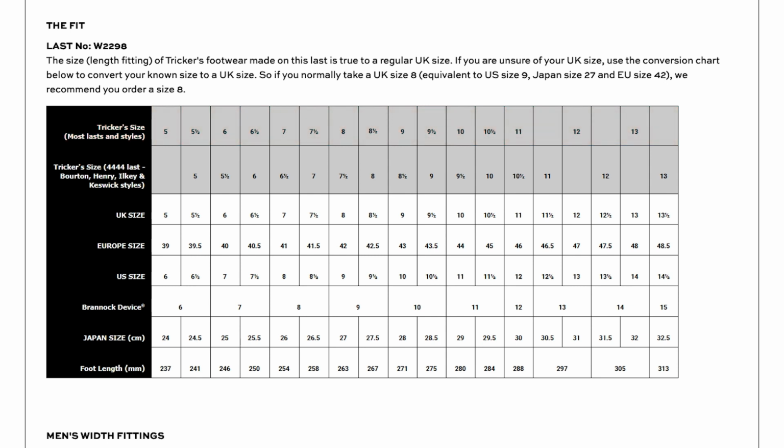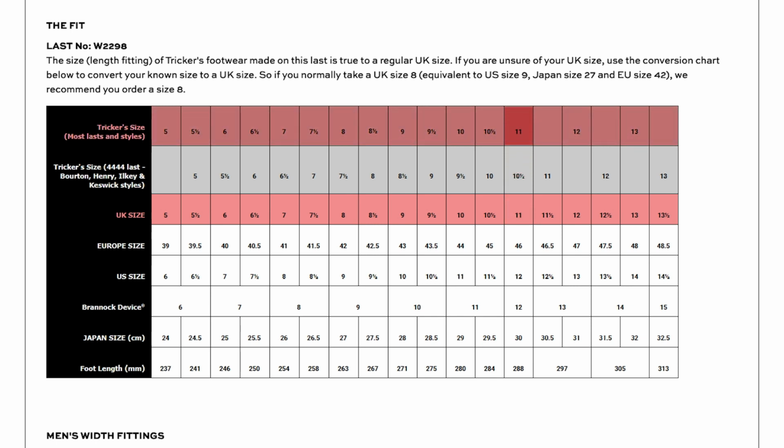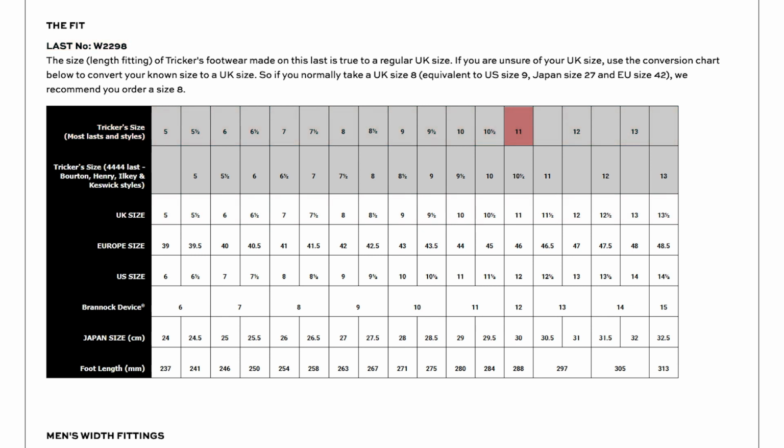Assuming that Martin knows his UK size is 11, he traces along the 3rd row until he finds size 11, then up to the 1st row, because it's a W2298 last, to find that his Tricker's size is 11. So Martin would order his Robert shoe in a Tricker's size 11.